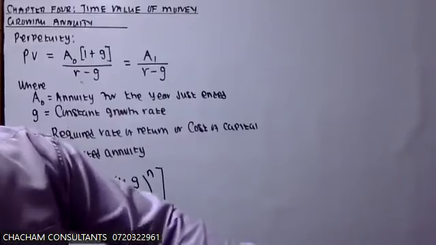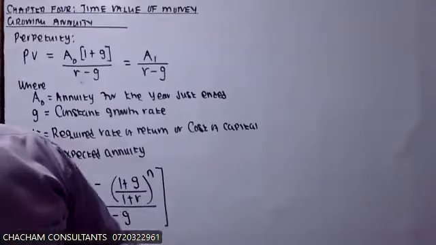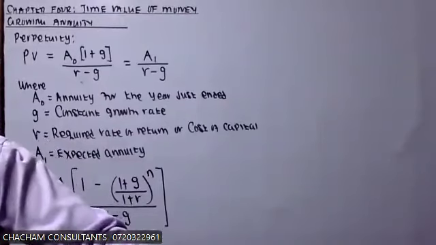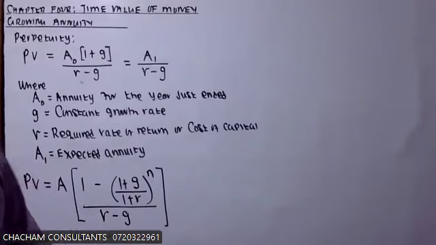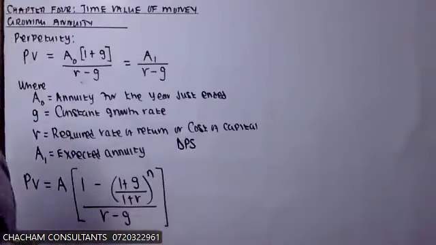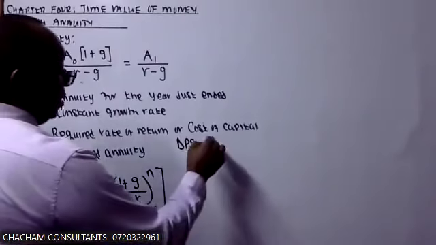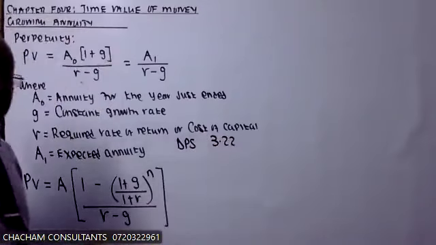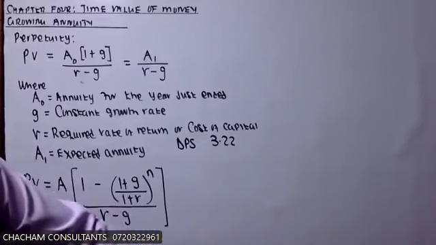And we write that a company whose cost of capital is 12% per year, paid a dividend per share, DPS, of shillings 3.22 in the year ended.